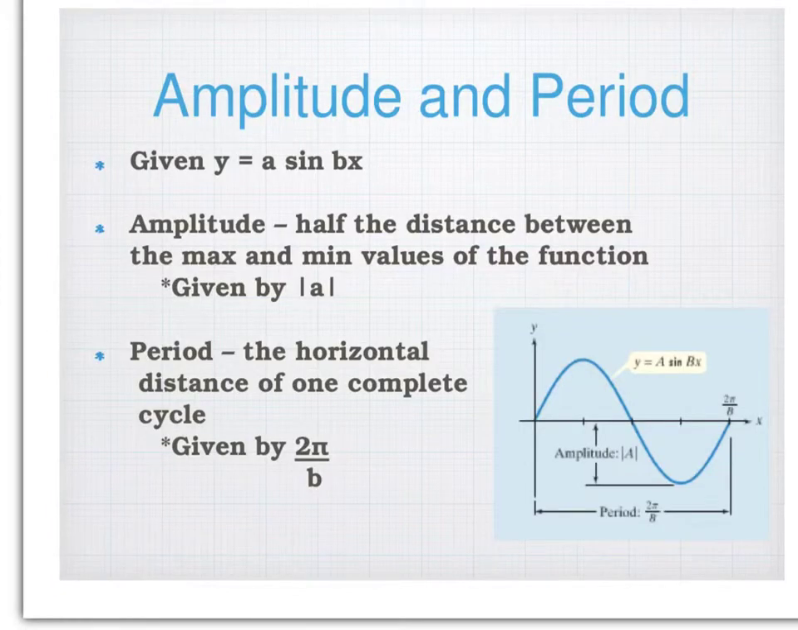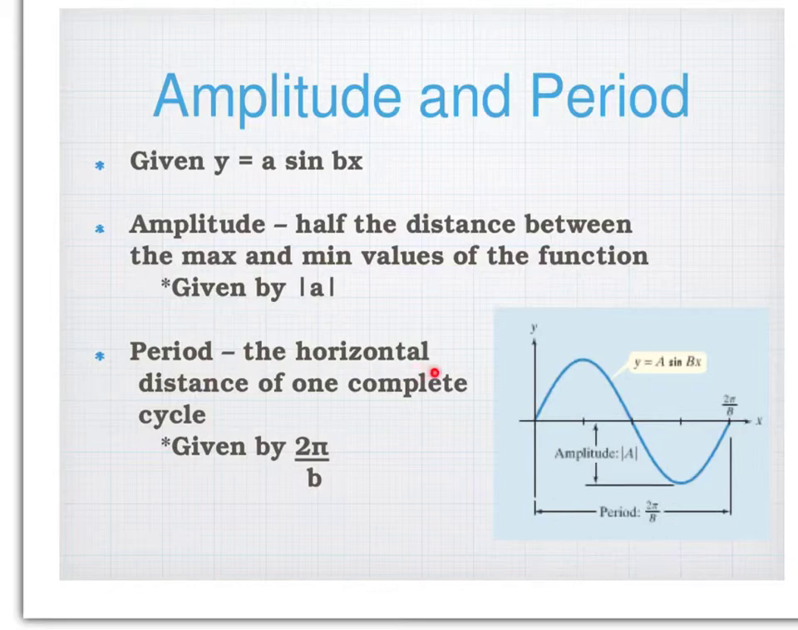Okay, so let's go over some basic definitions of amplitude and period. If we have our given function y equals a sine of bx, the amplitude is going to be the value in front of sine. That's going to determine the height of your maximum and your minimum values. So half the distance between the maximum values of the function is going to be given by the absolute value of a. The period is the complete cycle that's happening.